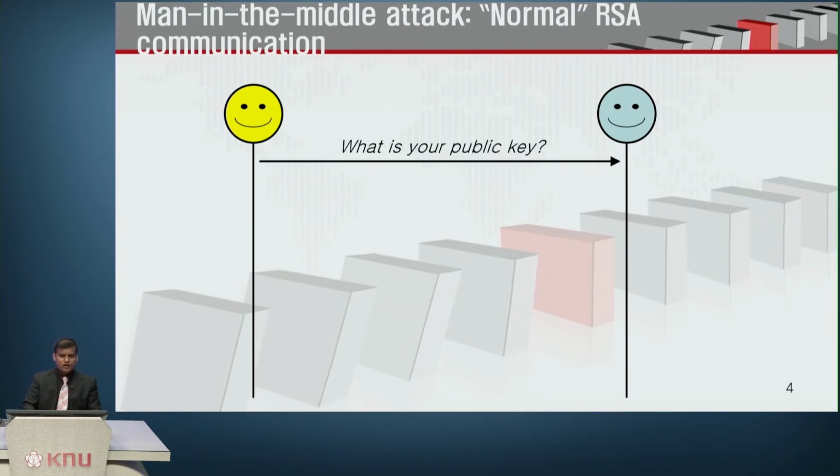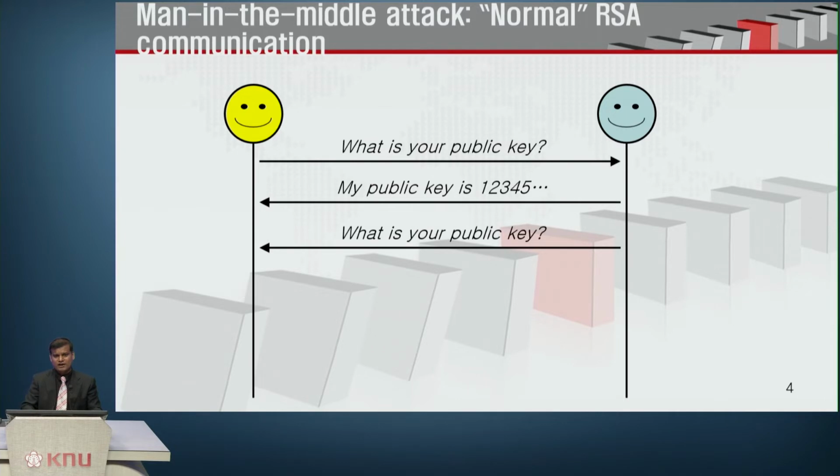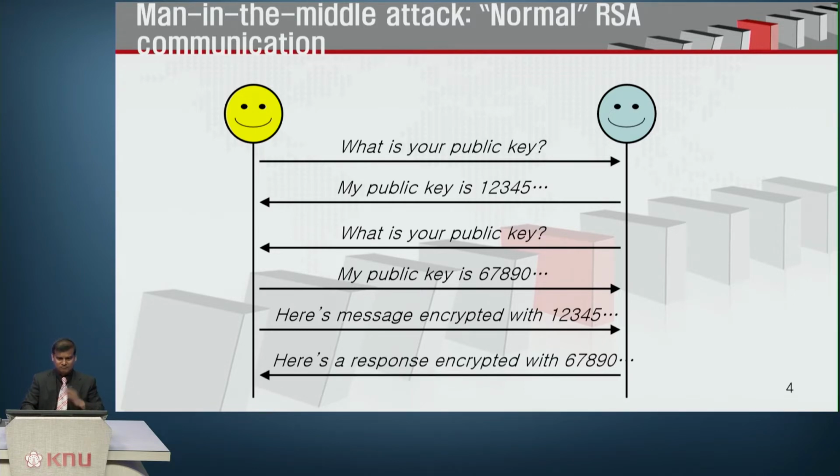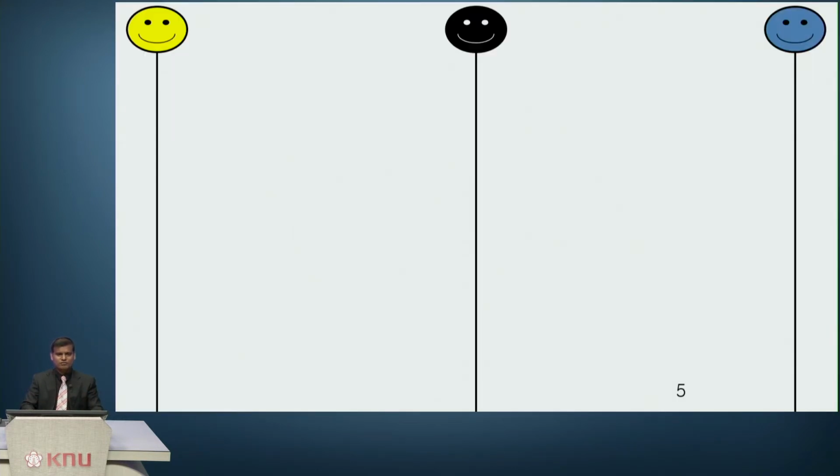Okay, so now this person is asking, what is your public key? And here he gives, here is my public key. And what is your public key is asked from this side. The blue person is asking now, and he gets the public key. Now here is the message. The message is sent from yellow to blue. Then again the encrypted message is sent back from blue to yellow. This is the normal communication mode.